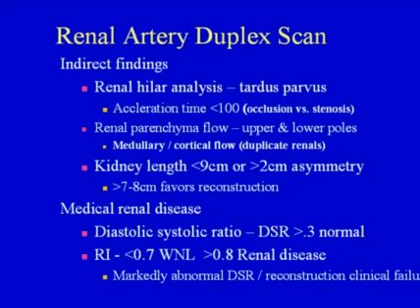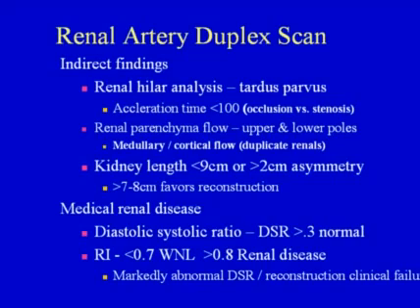Renal hilar analysis, the tardus parvus waveform. The acceleration time of less than 100 milliseconds is normal. Anything greater than that is consistent with occlusion or stenosis. Renal parenchymal flow, assess both upper and lower poles, identify the peak systolic velocities, identify the absence or presence of flow. Kidney length. Any kidney less than 9 centimeters is considered abnormal.